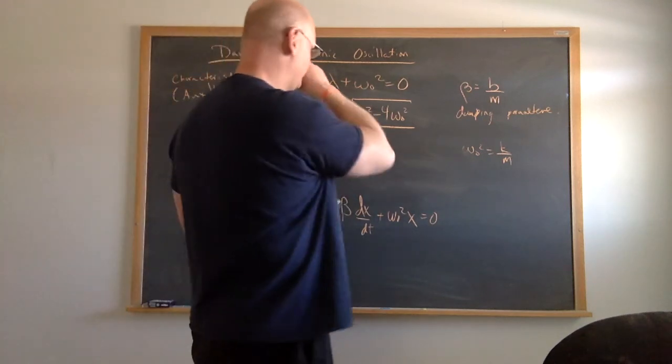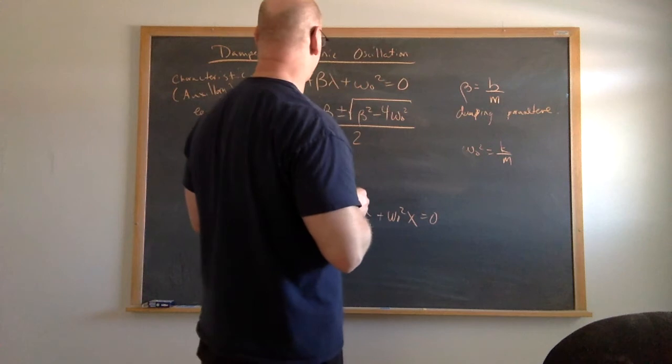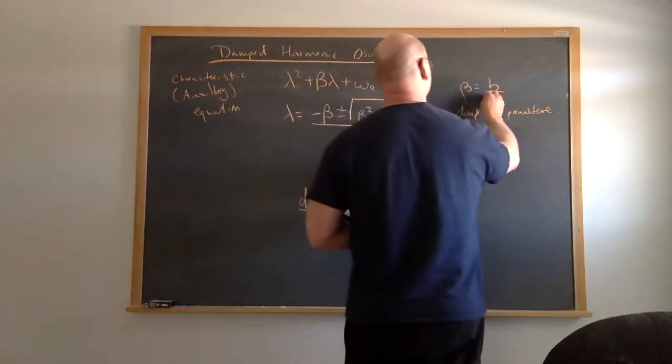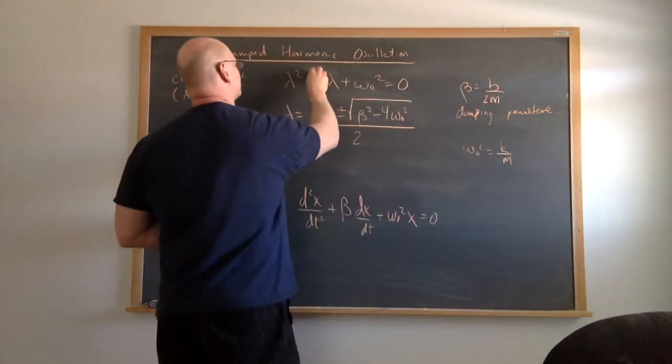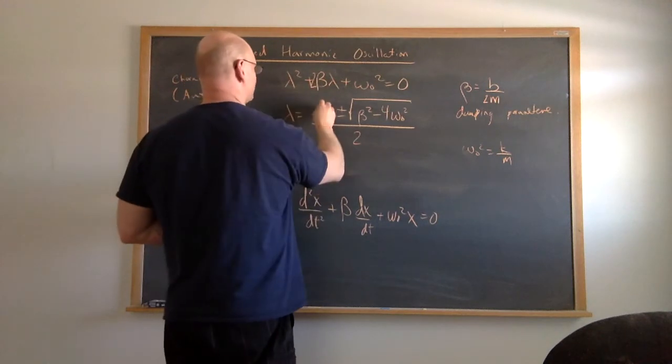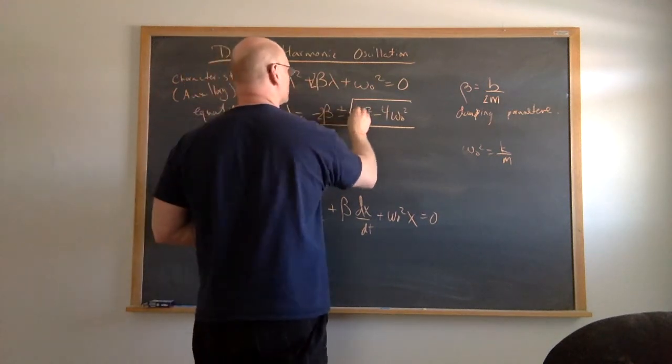Now, typically, I'm going to make a slight modification. Typically, you're going to write this with a 2 here, and let's make this a 2. The reason for that is now this is going to become a 2 here. This will become a 4.